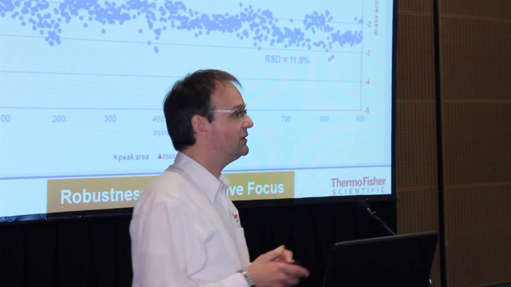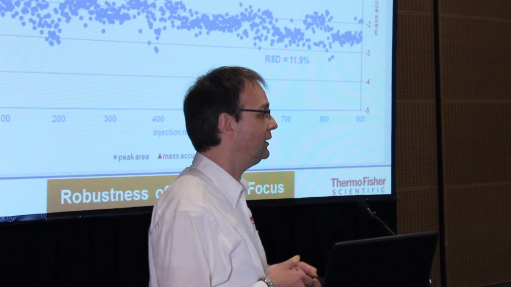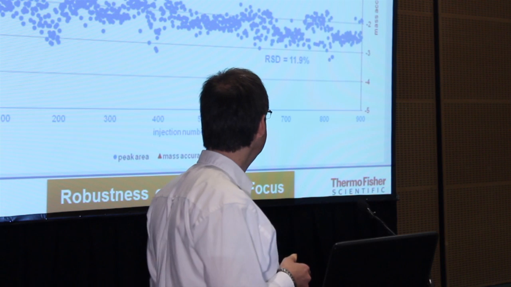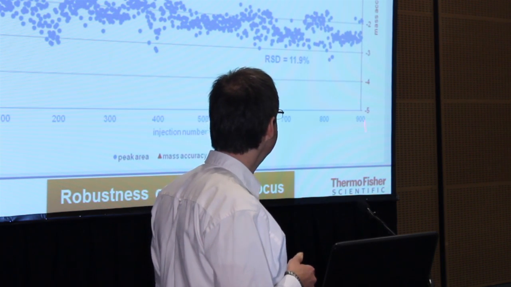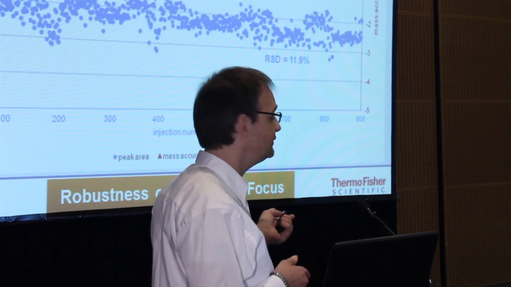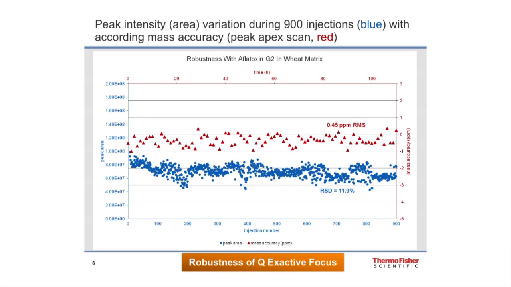We ran the system for 5 days, injecting wheat matrix with a couple of components. I took one out of here. This is aflatoxin G2. And we are looking into the stability of the peak area integrated with our processing software. And on the other hand, looking at the mass accuracy over the whole time of 900 injections during more or less 5 days. And you see that the variation of the peak intensity is rather small.